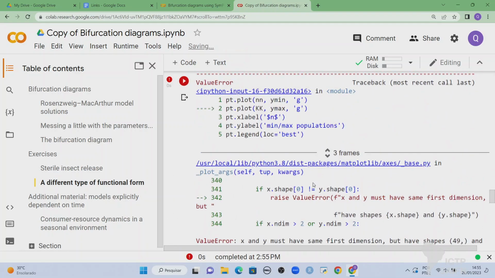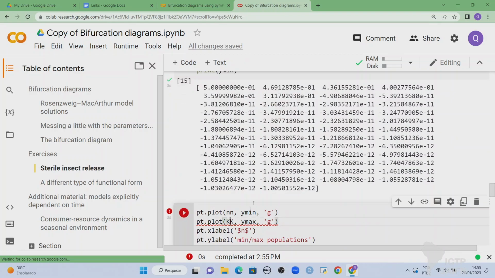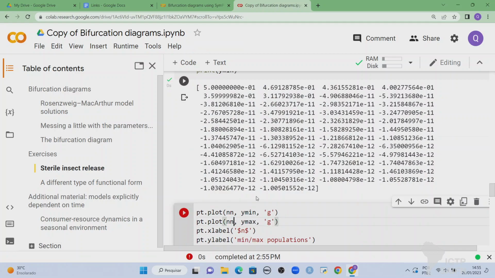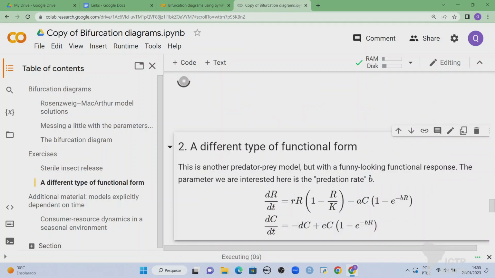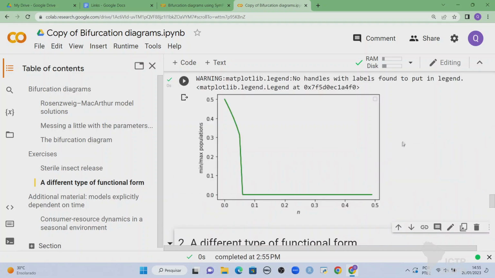There's some error over here. Well, I used a KK here. It should be NN. Okay. Yeah. Okay, so here it is, right? So it starts here at 0. The population is at the carrying capacity that is half. As I increase the value of m, it keeps going down, down, down until around 0.07 here, it collapses, okay? And then I just have 0. So you see that going up to 1/2 was already too much, right? I would stop at 0.1 actually.